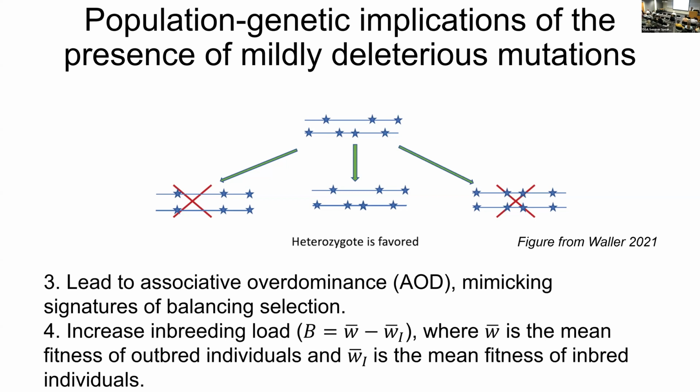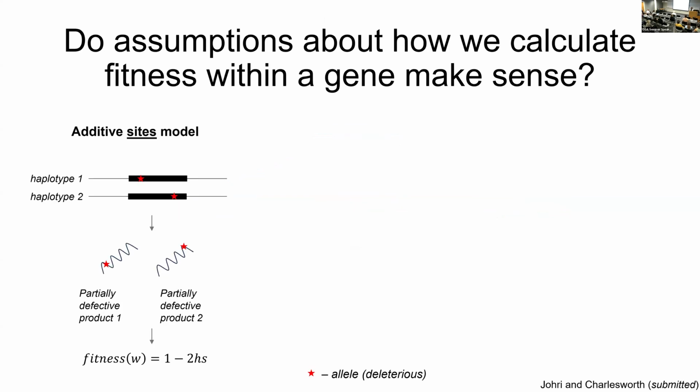I'm going off on a bit of a tangent here, because this is just something that I've been working on recently, and I'm telling you about it. It turns out that the assumptions we make about how we calculate fitness actually determine how much inbreeding load can exist in a population. So this is something we've been thinking about.